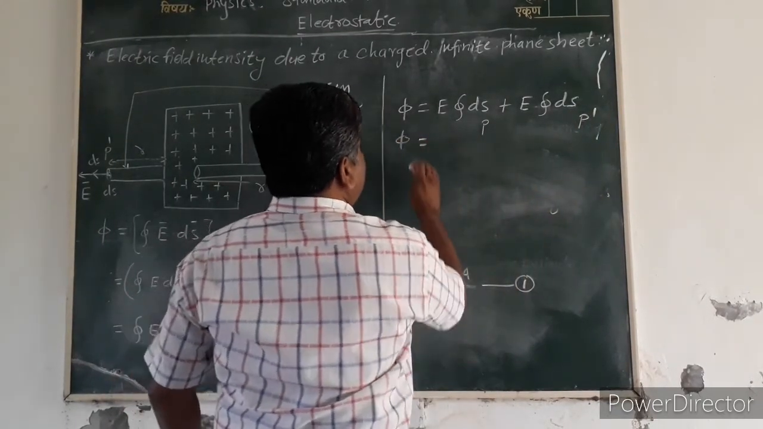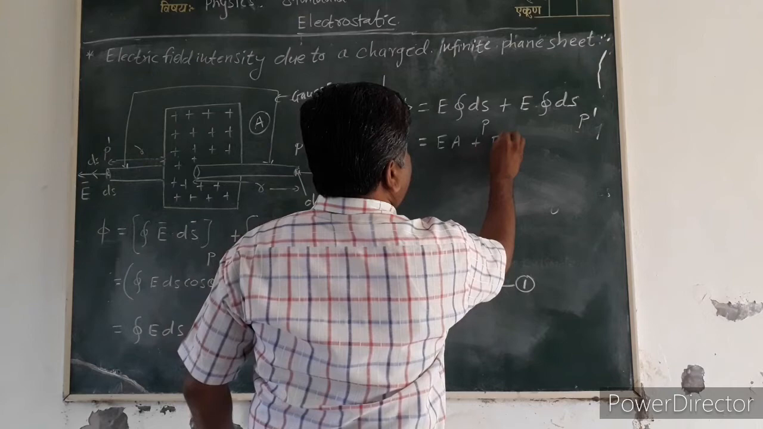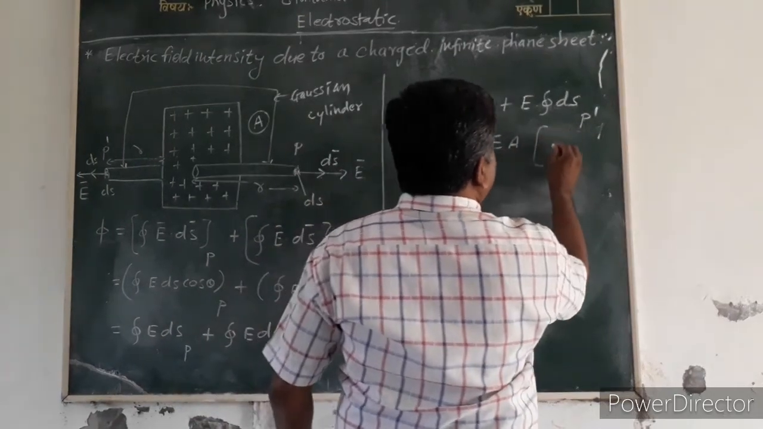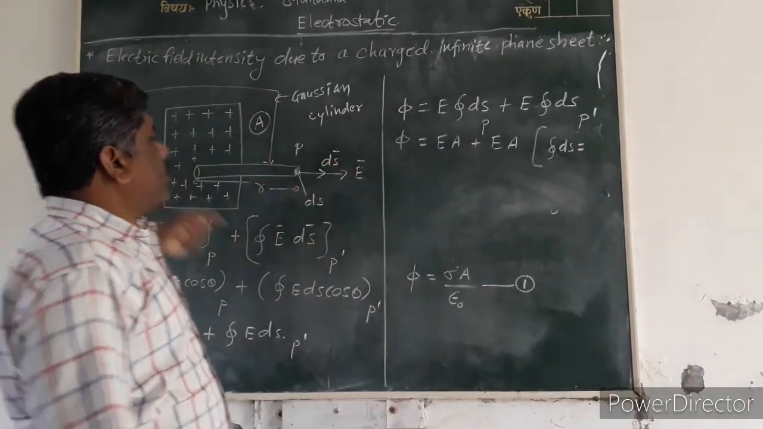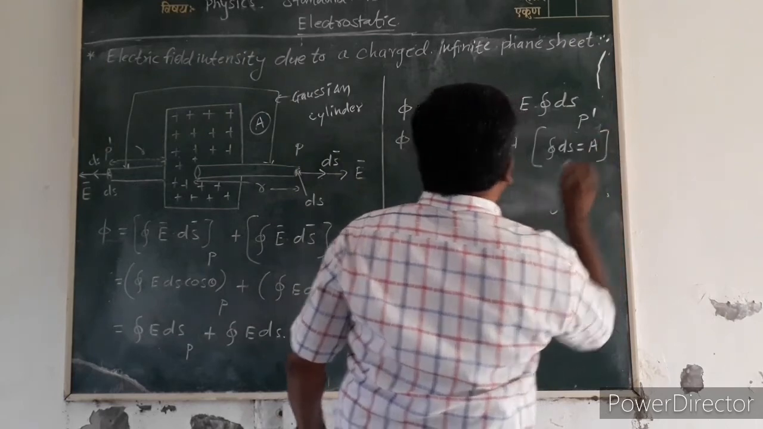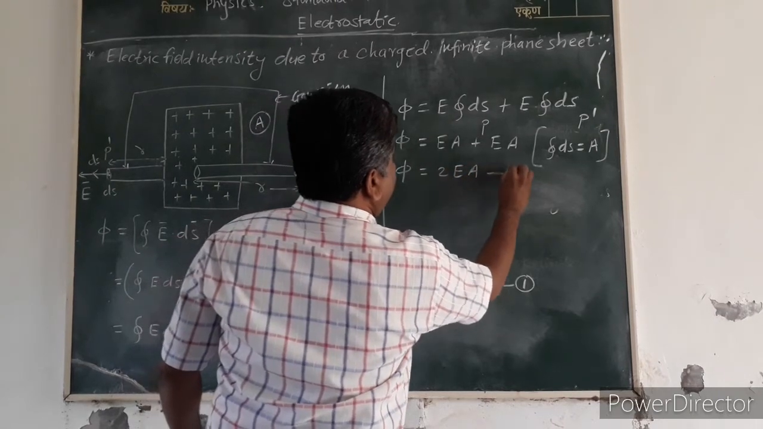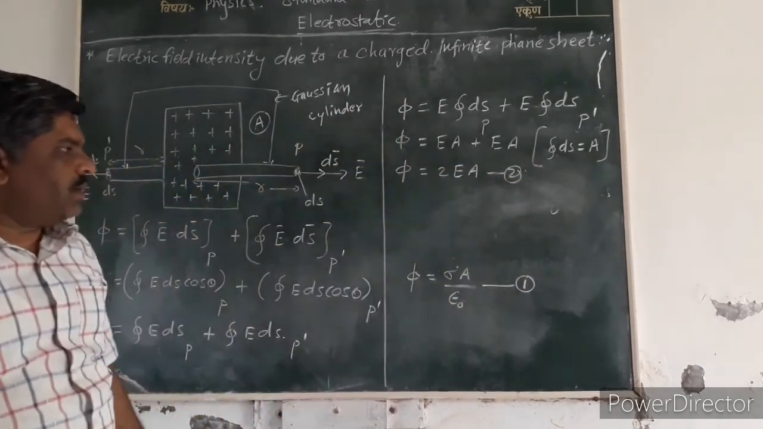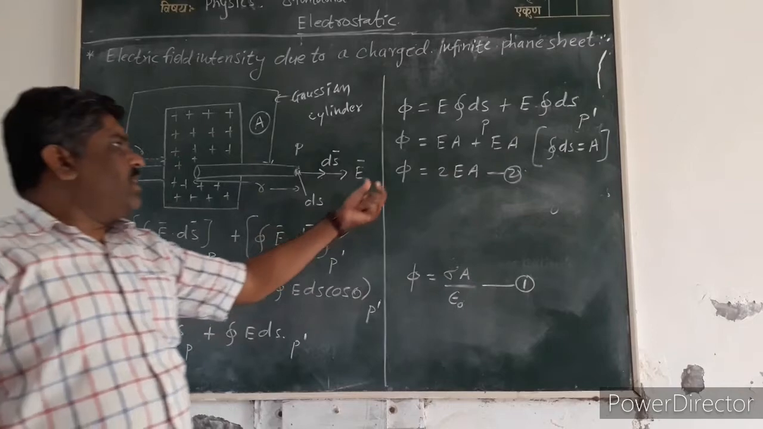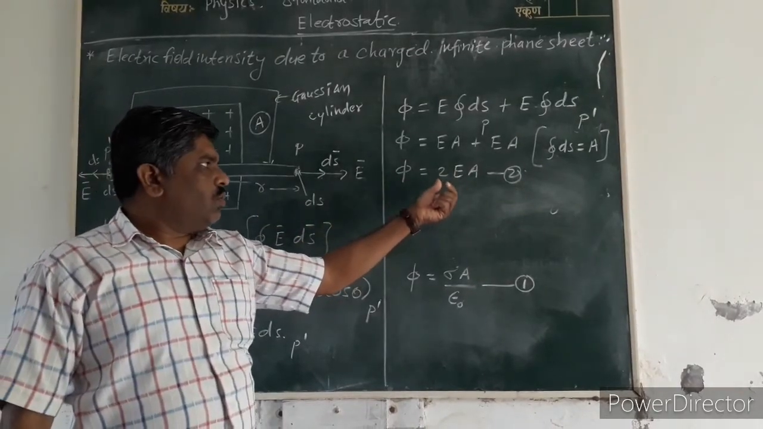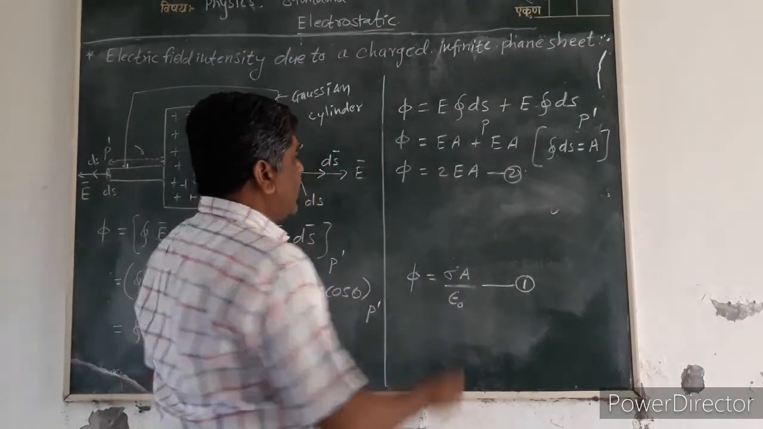Phi is equal to E into A plus E into A, because integration ds is equal to total area of Gaussian surface, that is capital A. Hence phi is equal to 2EA. Say equation number 2. Equation number 1, phi is equal to sigma A divided by epsilon 0, and equation 2, phi is equal to 2E into A. If we equate, we get?